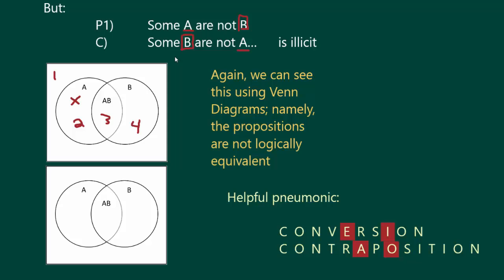Then for the conclusion, we're told that some B are not A. So I need to make sure to put an X in the B circle that's not inside of the A circle, which is area 4. So notice then that the conclusion contains more information than the premise. And so we can't move from the information contained in the premise to the information contained in the conclusion, at any rate not validly. So in this case, we have an invalid argument, which is why it's an illicit use of conversion.